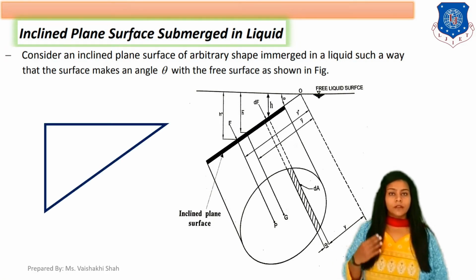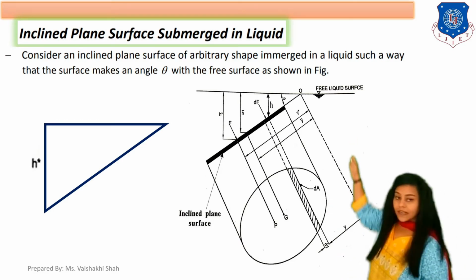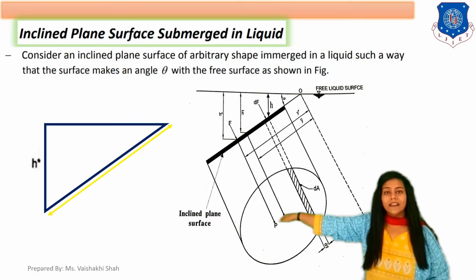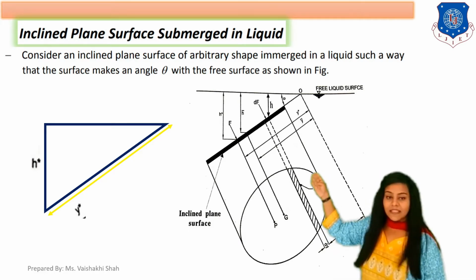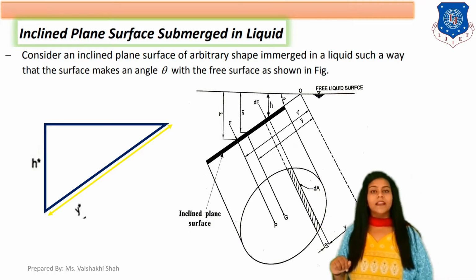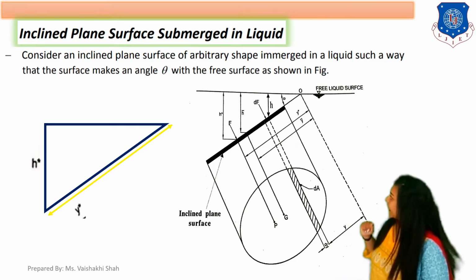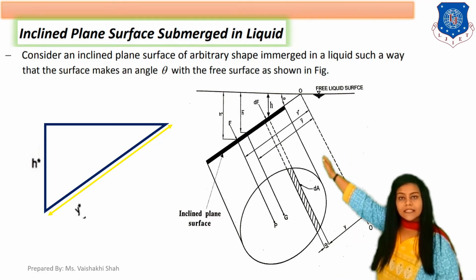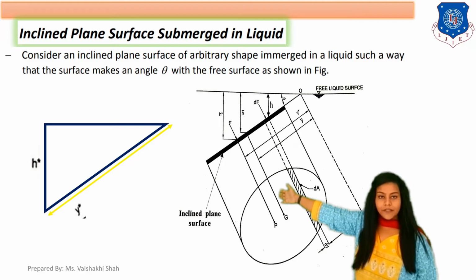Again, if we consider this triangle, the vertical side of the triangle is h star and the inclined length of the triangle is y star. H star and y star are both clearly shown in your figure. If we apply the equation for sine, sin theta equals h star upon y star. That is your enlarged section.